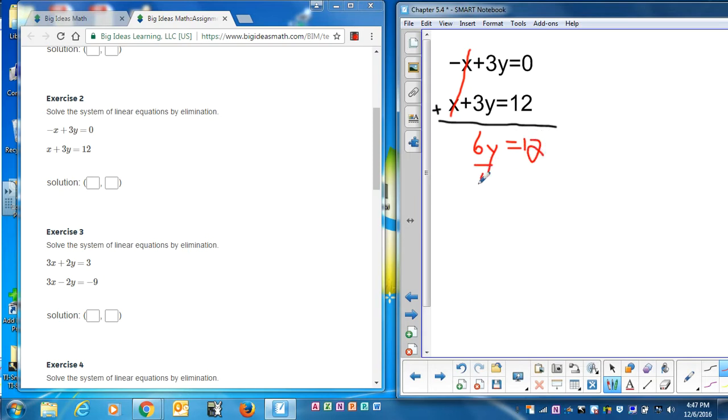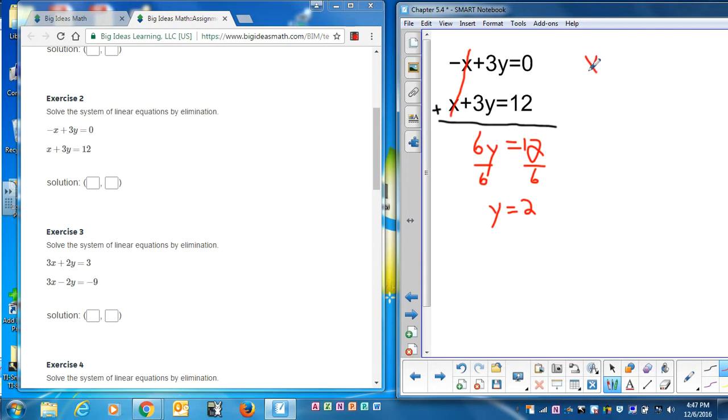Then divide both sides by 6. And then you get y is equal to 2. Then the next part, you have to substitute this back into one of the original equations, and that way you can find x. So I'm actually going to pick this one because I don't like to have negative x. It's a little bit confusing for some students.